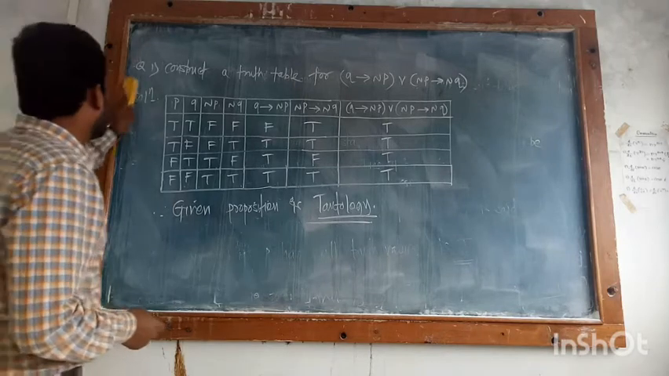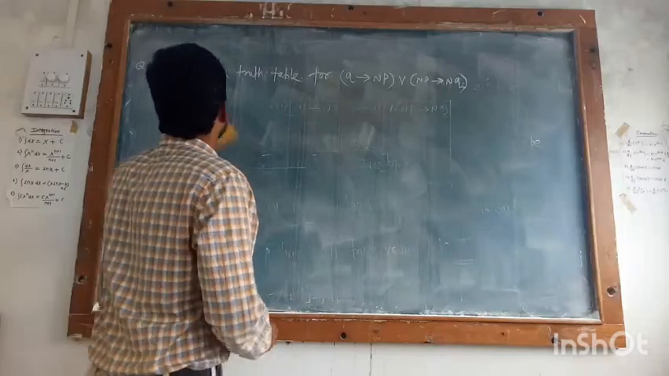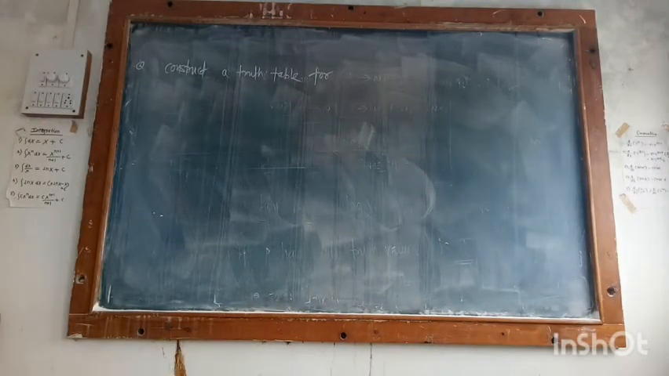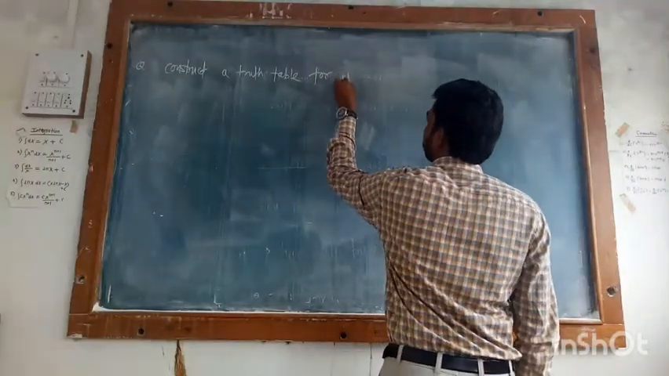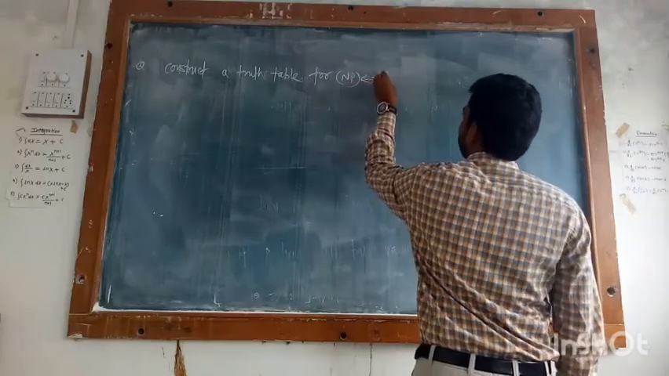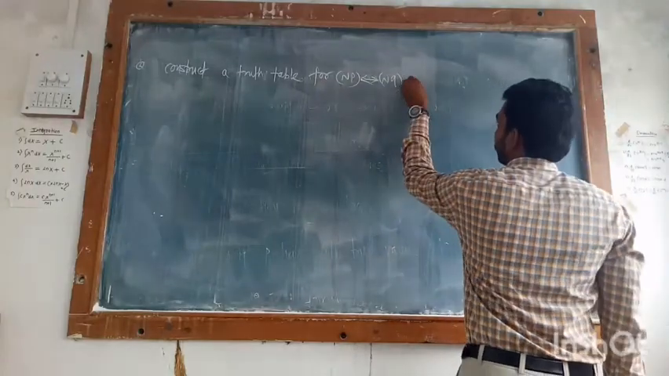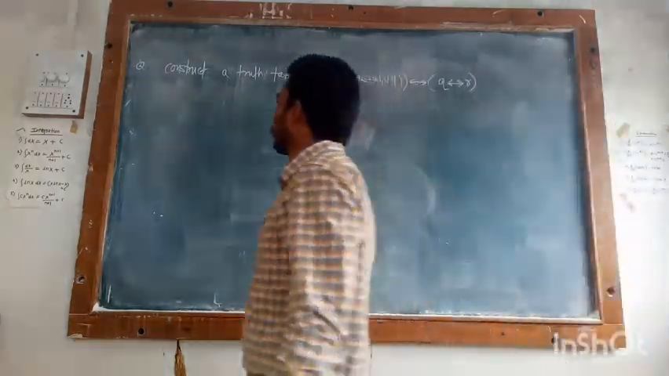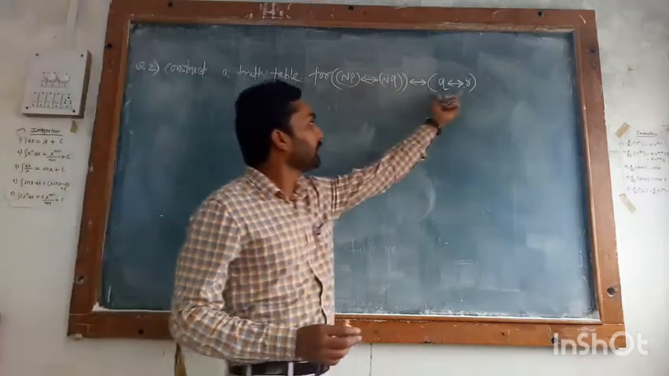So let us take the second example. Construct a truth table for negation P, if and only if negation Q, if and only if Q implies R. So your second question is to construct a truth table for negation P, if and only if negation Q, if and only if Q implies R. Okay.